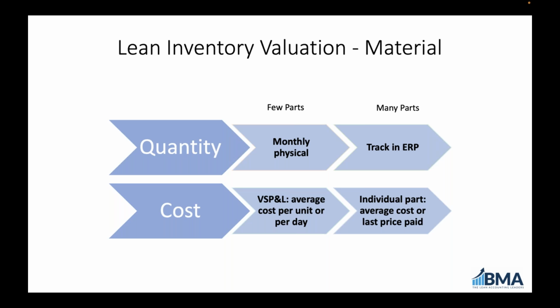What's important here, sometimes companies buy commodities and the prices really fluctuate a lot. So again, you have to decide what you're going to use, but average or last price paid is better than standard because it's going to give you a more accurate view of inventory because you're trying to get just an average cost of all the material.